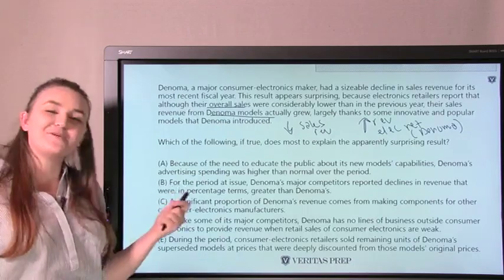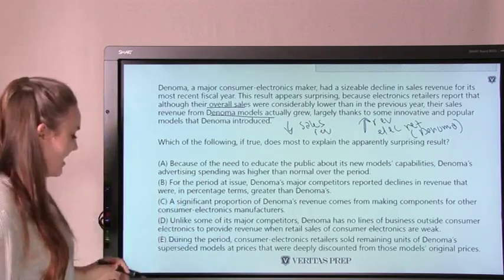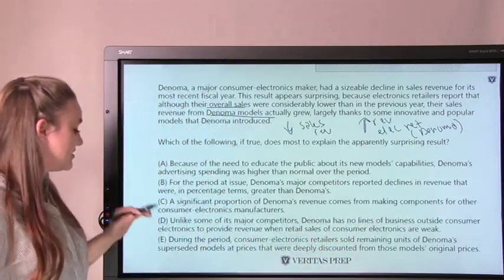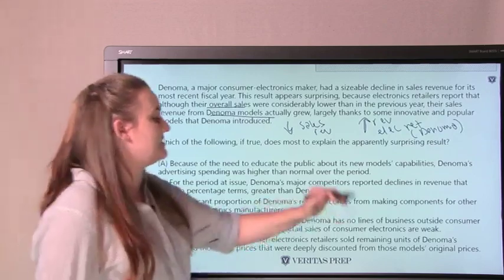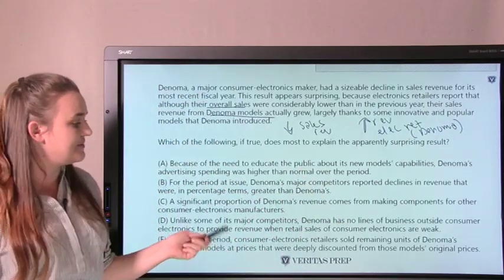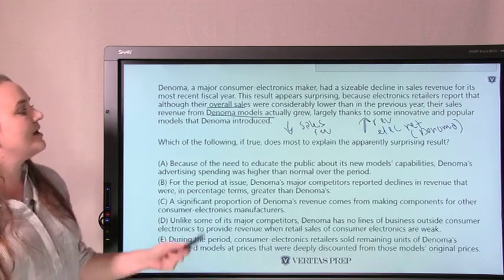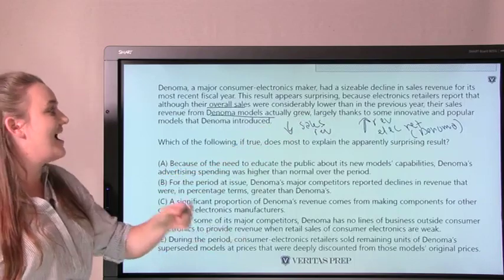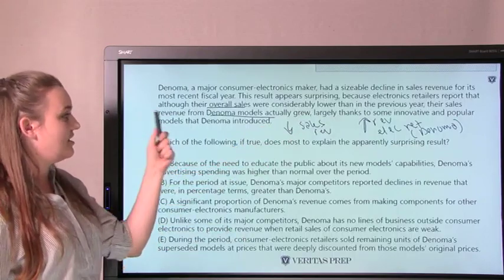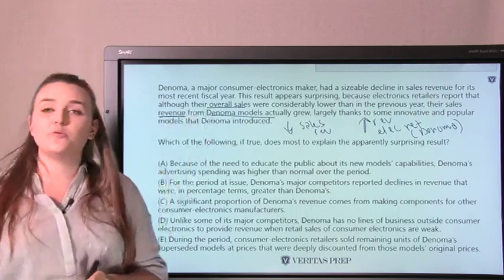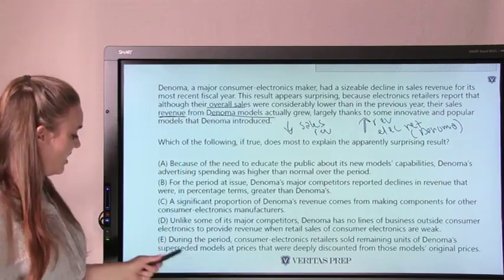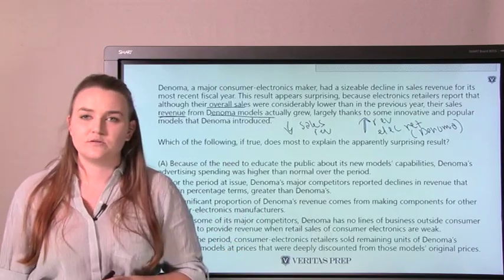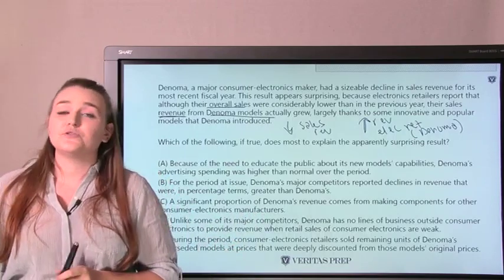So, all right, if we keep this in mind, let's talk about choice E, right? During the period, consumer electronics retailers sold remaining units of Genoma's superseded models at prices that were deeply discounted. So they sold them at deeply discounted prices. If we are already told that electronic retailers have had an increase in revenue from their Genoma models, is the cost at which they sell them relevant to us? So what needs to be true to bridge the gap?